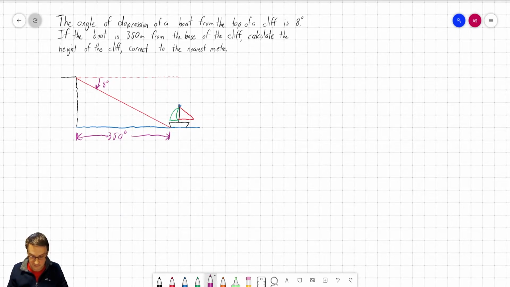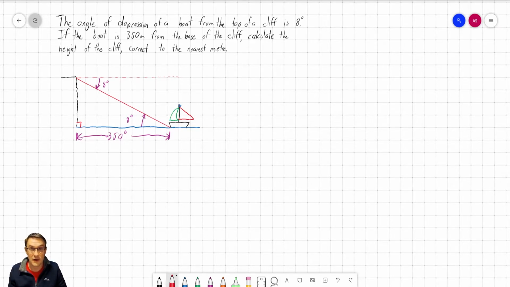Now, one key piece of information is that the angle of depression of 8 degrees, we can also put in as part of the lower triangle here by using the idea of parallel lines and alternate angles. And so because of that, this angle here is going to also be 8 degrees. And that's really helpful for creating this triangle, because you can clearly see with the cliff, the boat, and the water that we have a right angle triangle here.